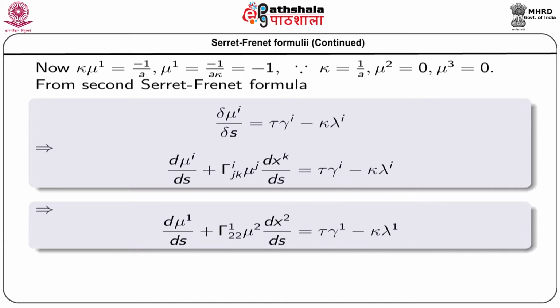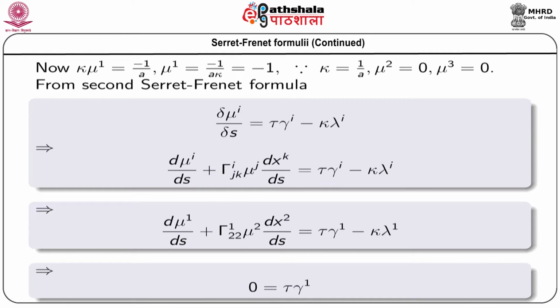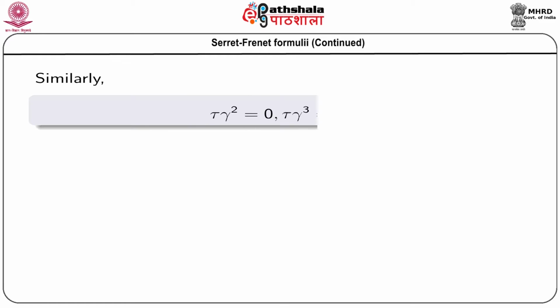and for I equals to 1, we are getting del mu 1 by del s plus gamma 1 2 mu 2 dx 2 by ds equals to tau gamma 1 minus kappa lambda 1, because the k is a dummy index. So, it will run, and from here we get tau gamma 1 is 0, tau gamma 2 is 0 and tau gamma 3 is 0.